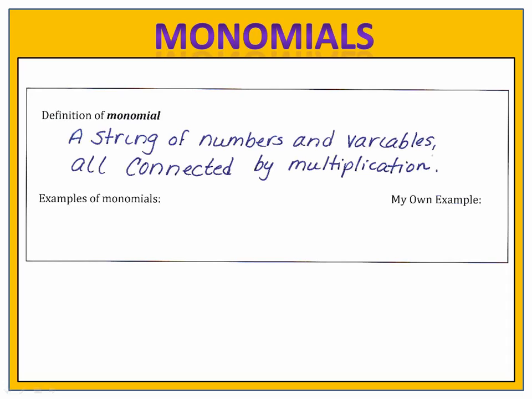A monomial is a string of numbers and variables, all connected by multiplication. Remember, a variable is simply a letter that stands for an unknown quantity. An example of a monomial is x squared, or 3x squared y to the fifth z. Notice that both of these examples are simply letters and numbers that are connected by multiplication.